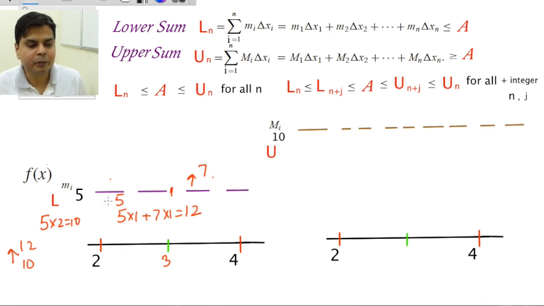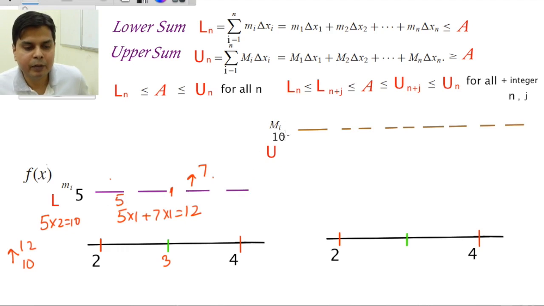This is very simple. L is increasing because as you go on refining your partition, as you go on subdividing your partition into a greater number of n, the new subintervals which are being created will have a minimum value which will be greater than the previous one. That is the whole idea.